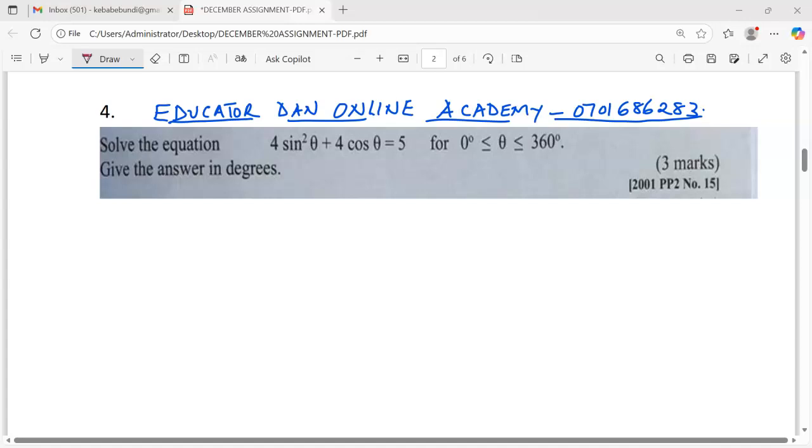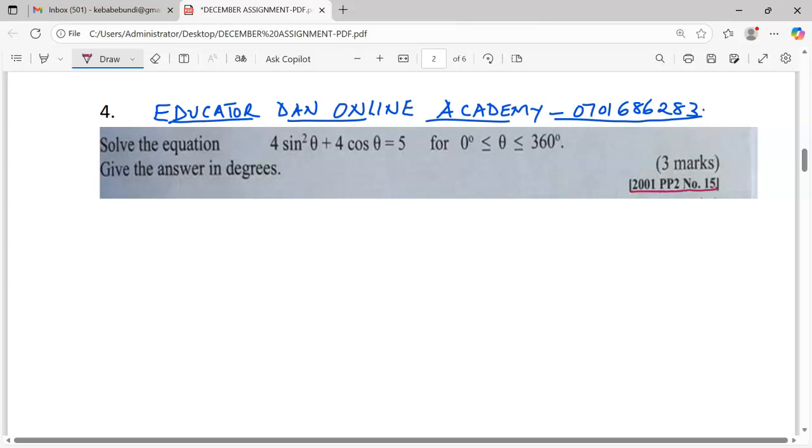We are once again presenting a question that was done in KCSE 2001, paper 2, question number 15, a question on trigonometry. And the question we have read: solve the equation 4 sin squared theta plus 4 cos theta is equal to 5 for the range of values of theta between 0 degrees and 360.